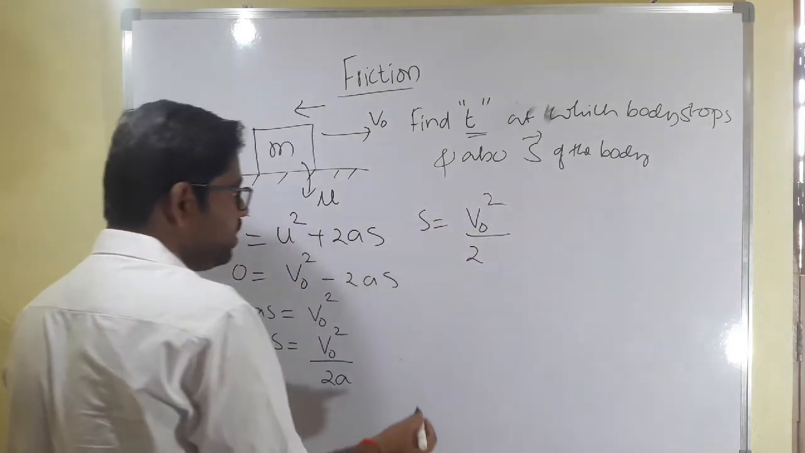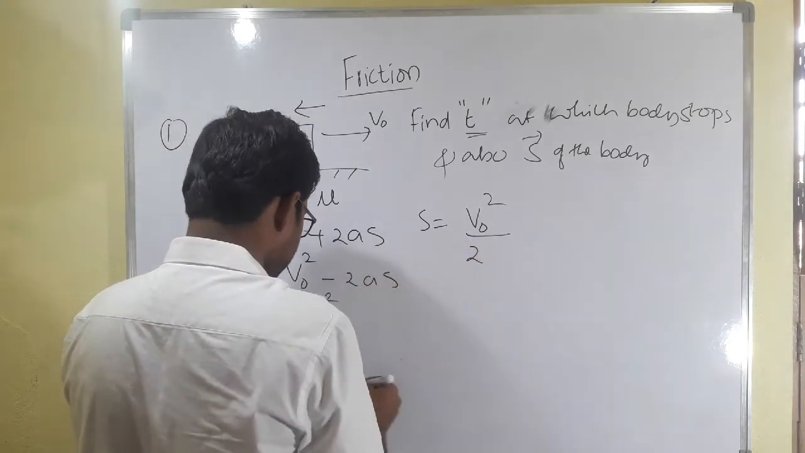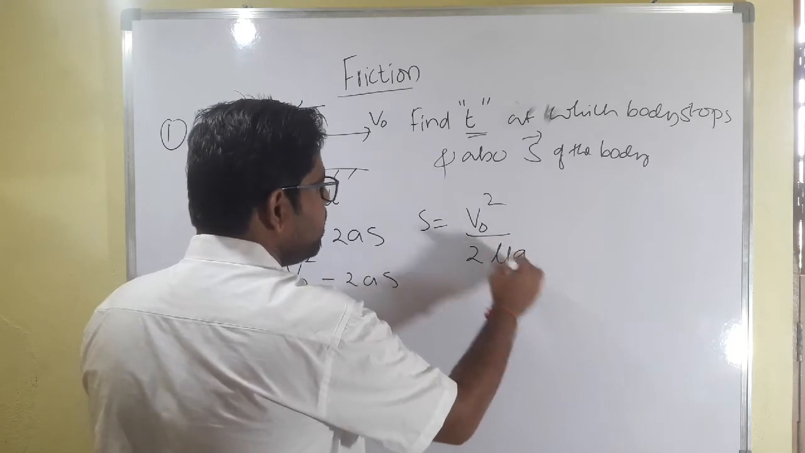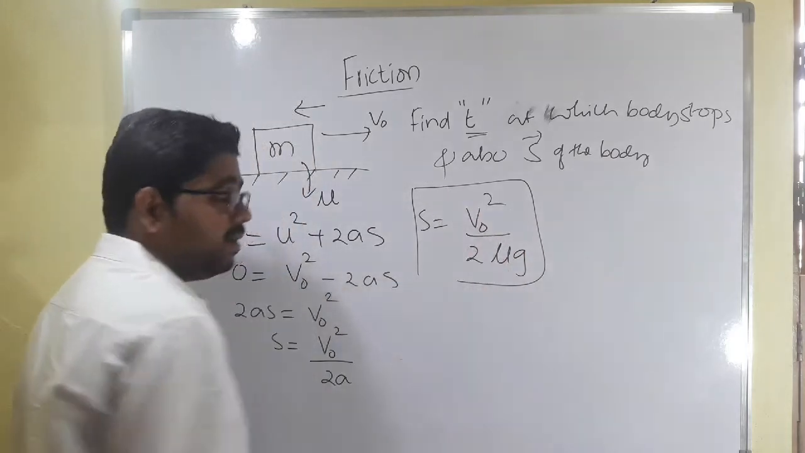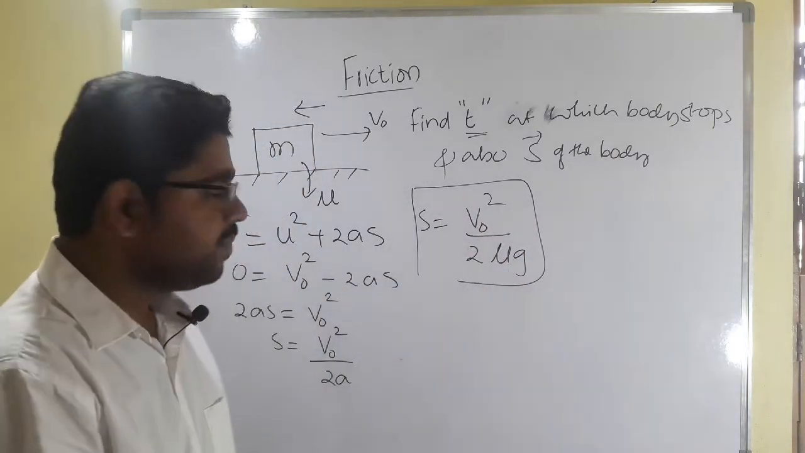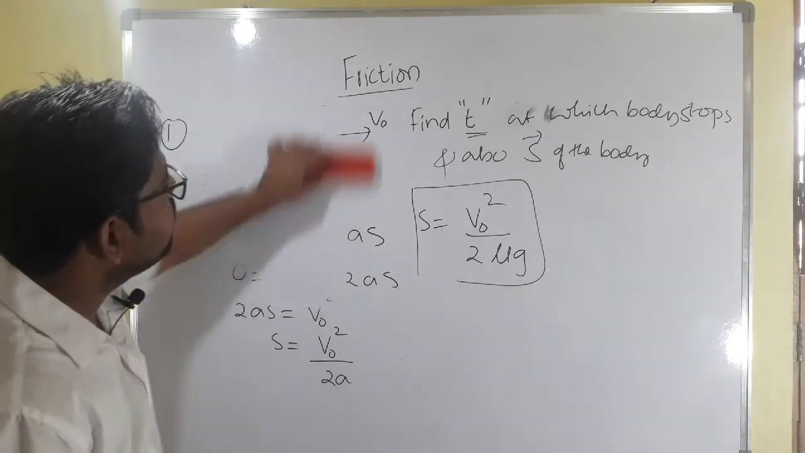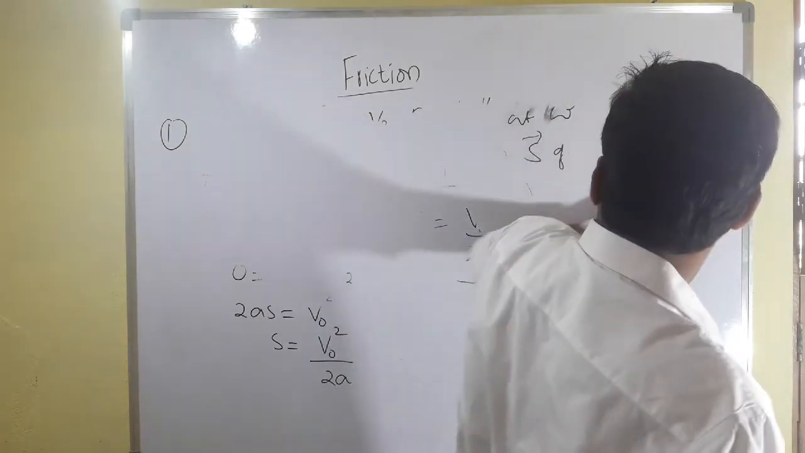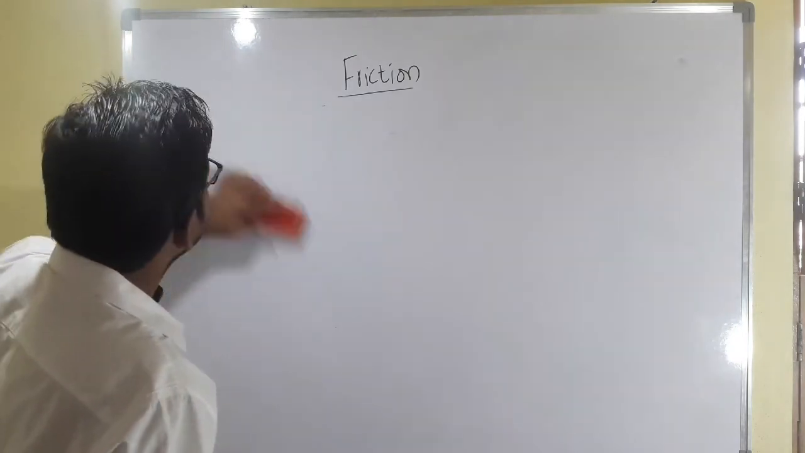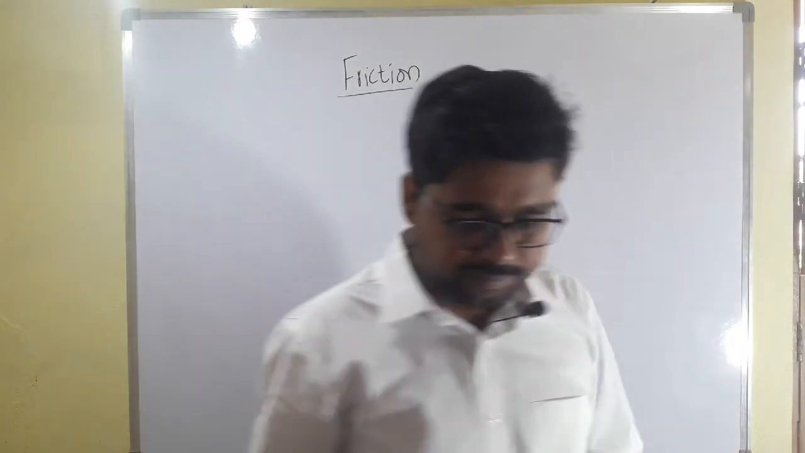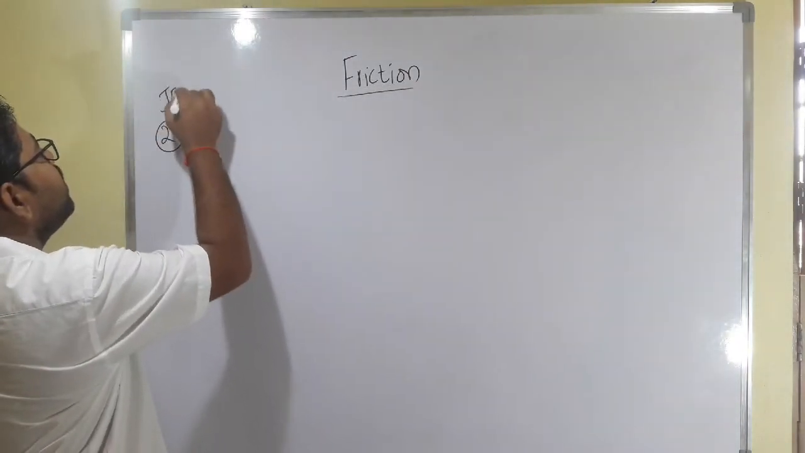We know the value of a, which is minus mu into g. If you know the value of g, mu and v naught, we can find the displacement of the body. Okay, this is the question. The second question has appeared in JEE Main.